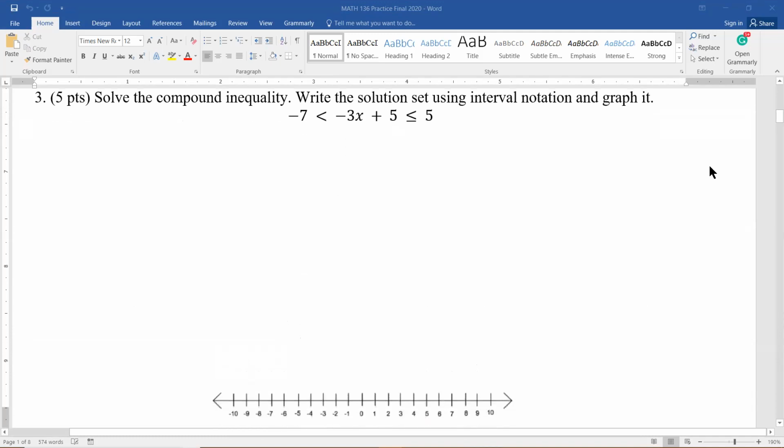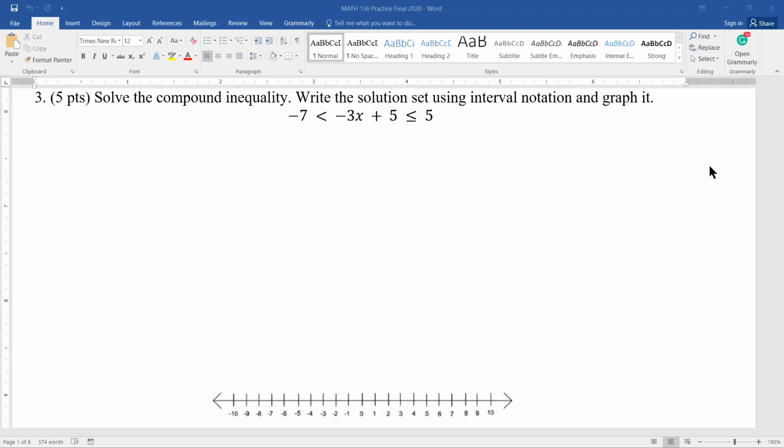For question number 3, we're going to solve the compound inequality. We're going to write our solution set in interval notation and graph it. So to solve this, we want to take this compound inequality and solve for x. Keep in mind, with a compound inequality, you could either break it apart into 2 pieces. You could solve this piece, and then solve this piece as separate problems, or you could do it all together, like I'm getting ready to.